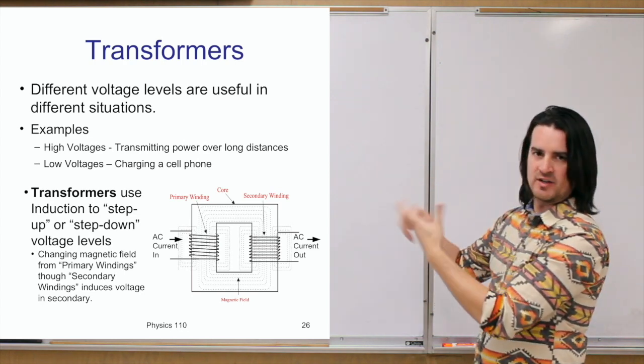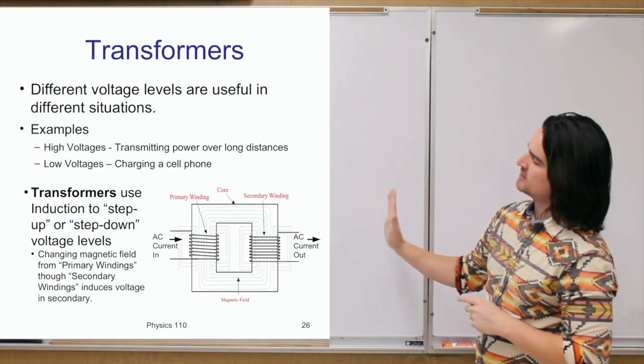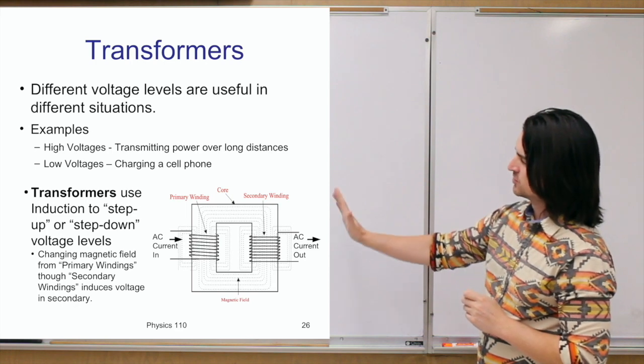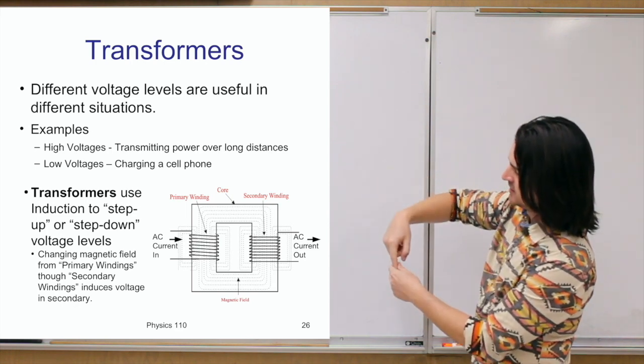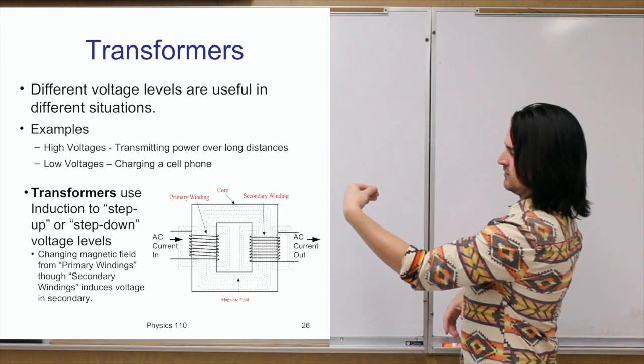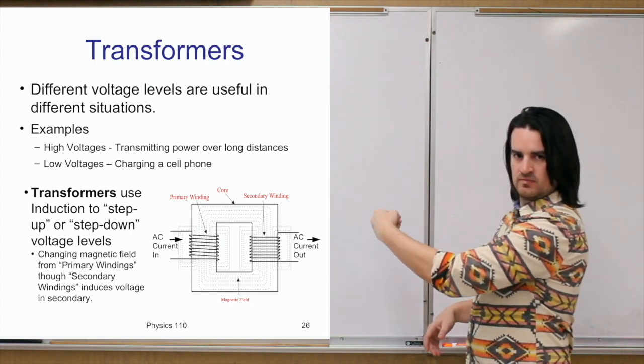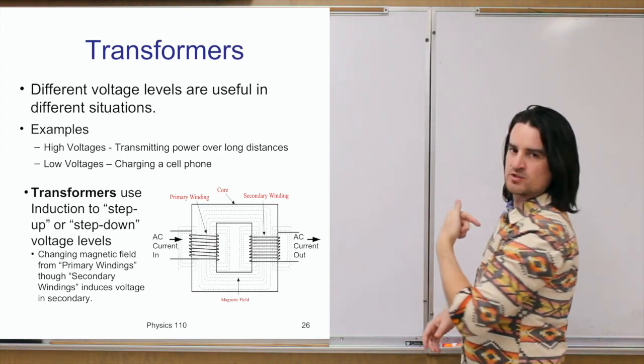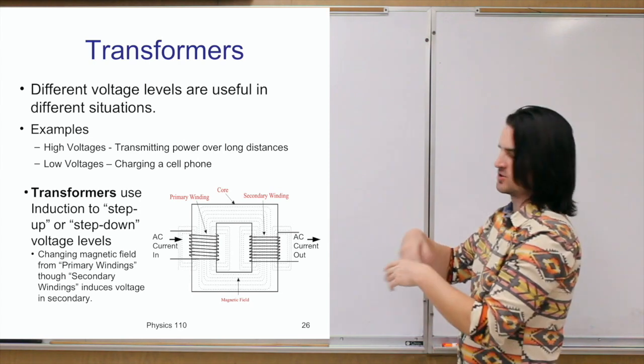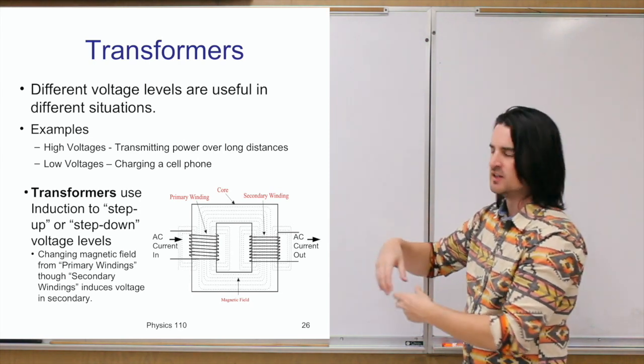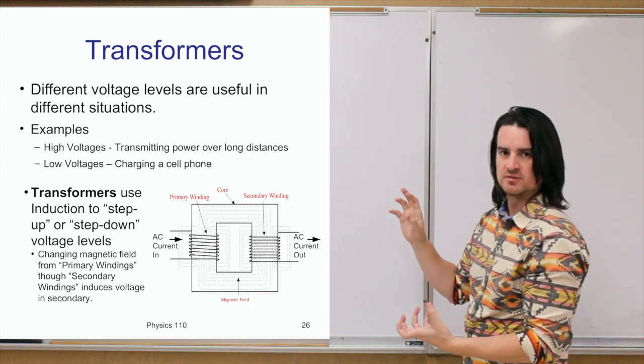Or loops of wire to make up a coil. So on the left side, say we have this loop of wire that's making up this coil, and this is the source of our current. So current's flowing into this coil, and since there's current flowing, there's charge moving, it's generating a magnetic field.